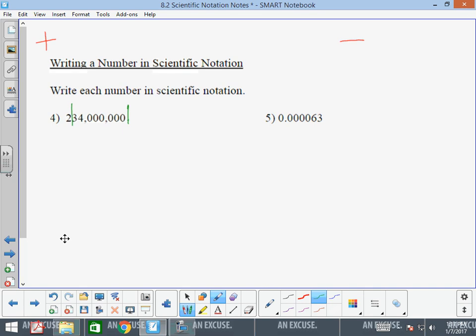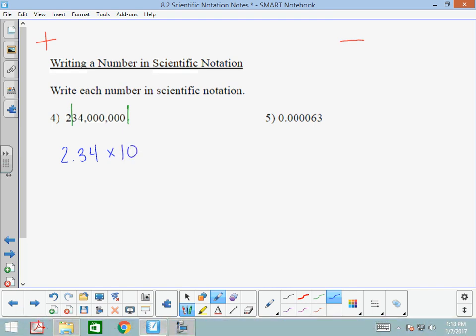So we're going to have 2.34. Now, any zero, what we call non-significant digits. Any non-significant digit, which is a 0, that's written after the last significant digit, which is a 4, we drop. So we're going to drop all the zeros. We're not going to write those in my scientific notation. Now we're going to write the times symbol, and then we're going to write our base 10.